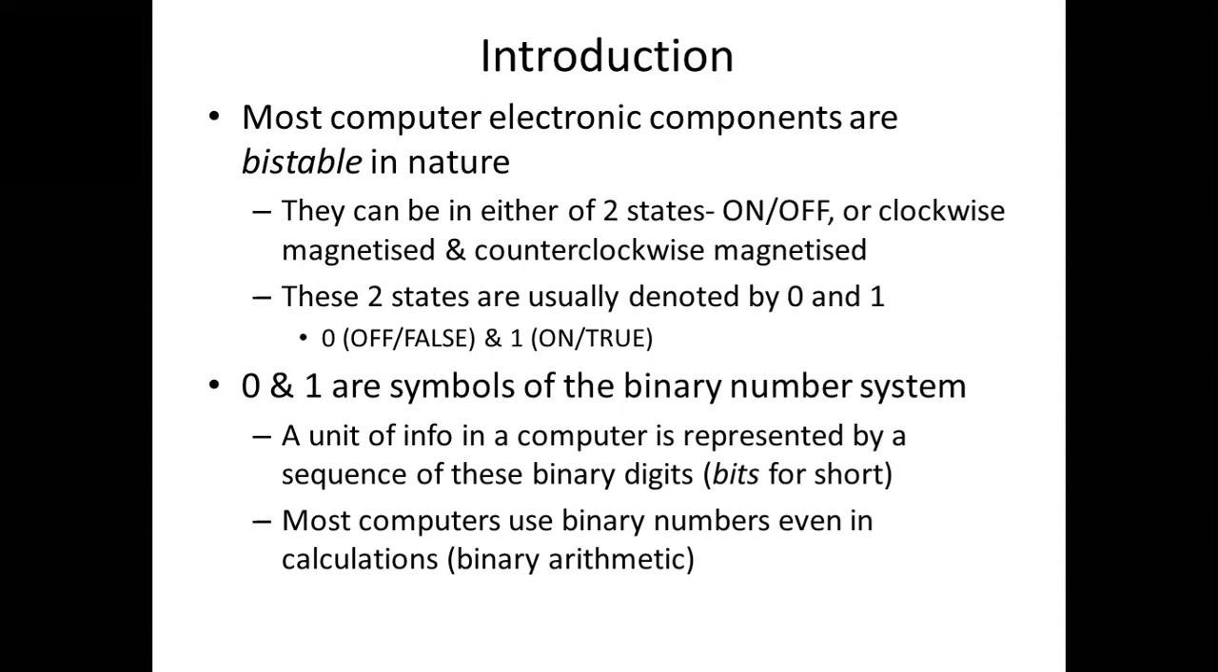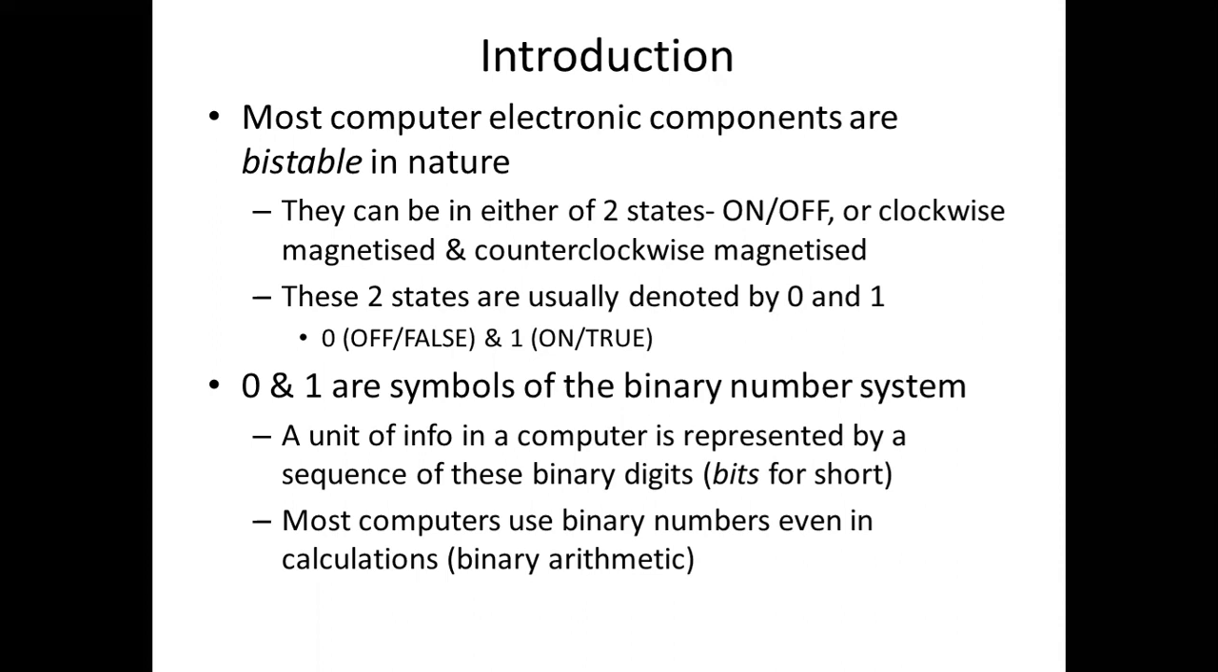Now, most computer electronic components are bistable in nature, which means that at any given time, they can be in one of two states, that is on or off, or clockwise magnetized and counterclockwise magnetized. Now, these two states are usually denoted by 0 and 1, where 0 is for off or false, and 1 is for on or true. Now, 0 and 1 are symbols of the binary number system.